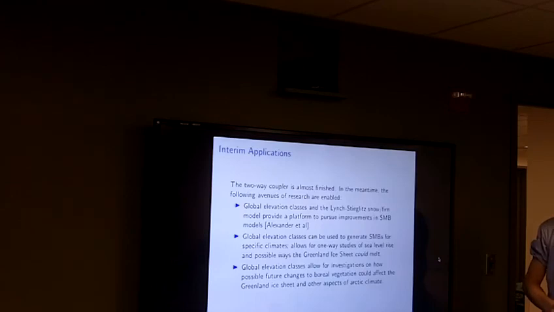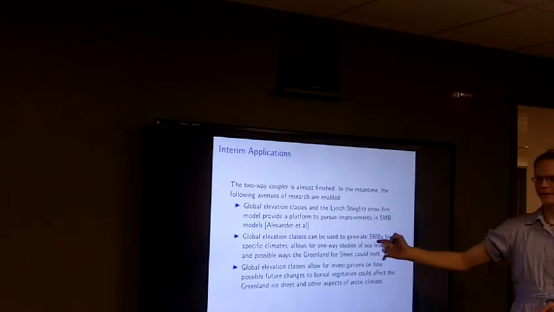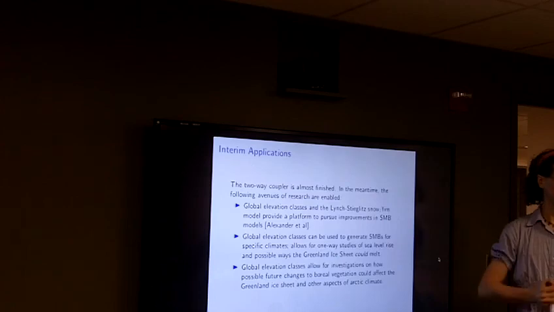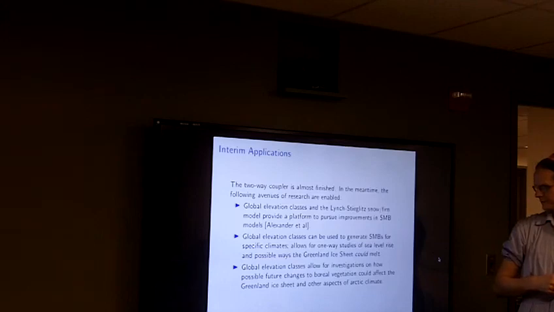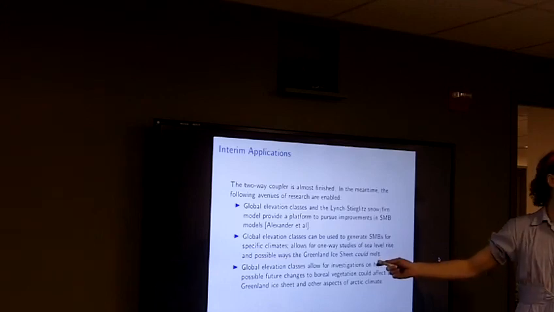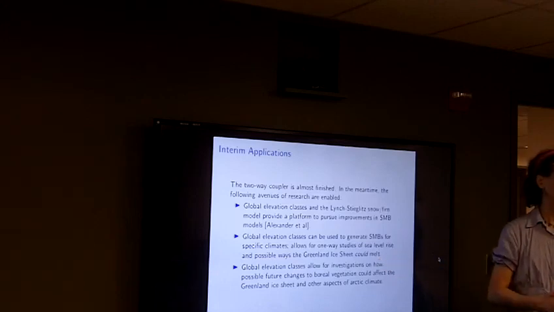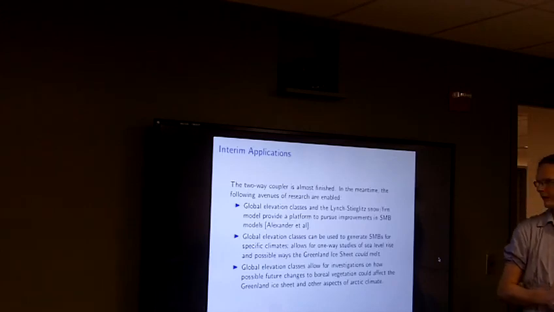We can also do one-way coupling. We can use elevation classes to generate SMBs for specific climates, and then drive an ice model with that SMB offline and see what happens to the ice model. So we can look at possible future scenarios, but probably not a very realistic one because there's no feedback.